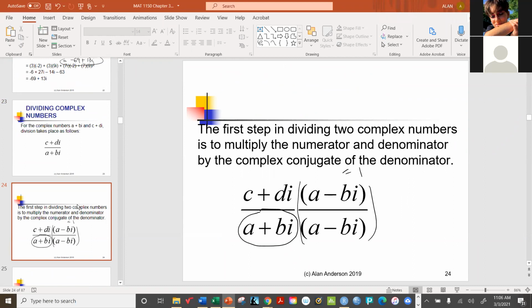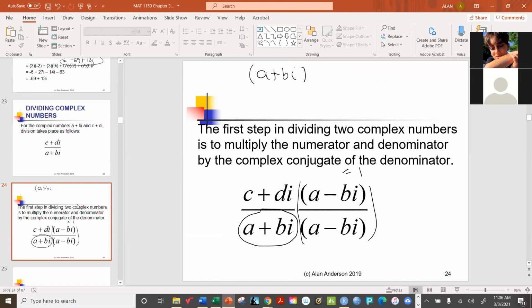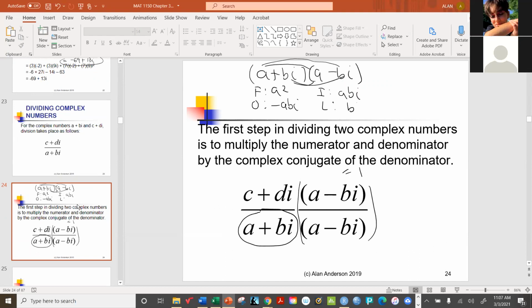Now, why is this helping us? Because look what happens when we multiply these together. If you use FOIL on this setup, you'll see why this might be very helpful. F is A squared. O is minus ABi. I is ABi. And last is B squared i squared.